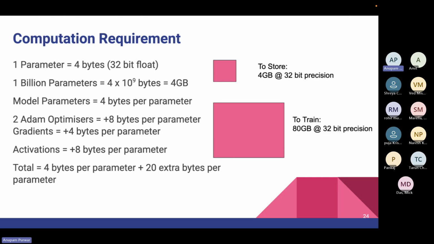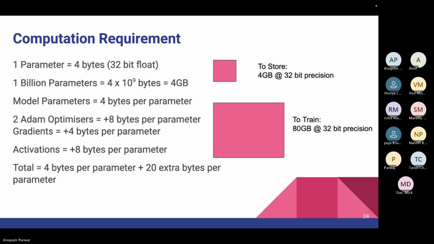So that's where some of these calculations will give you some idea. One parameter is actually 4 bytes, which is also 4 bytes in 32-bit nomenclature. So one parameter is 4 bytes, and 1 billion parameters would be like 4 GB.